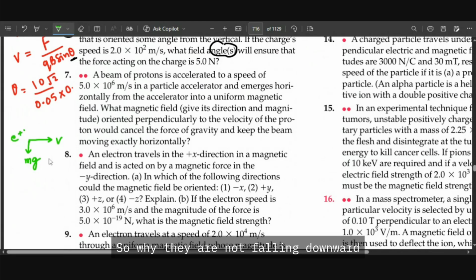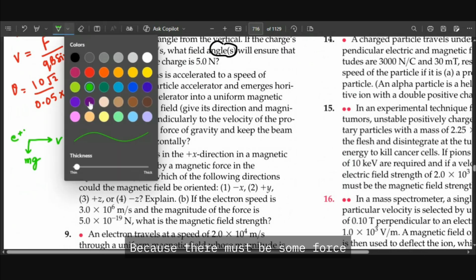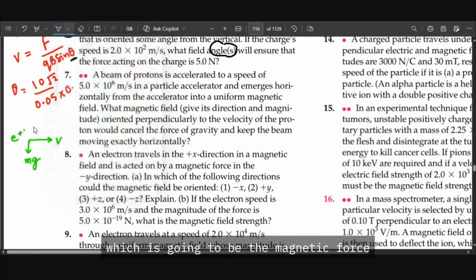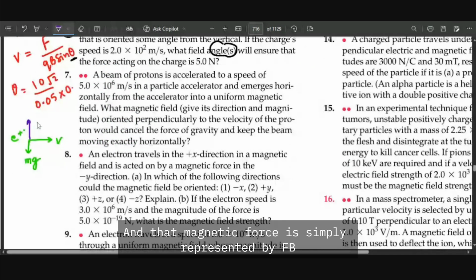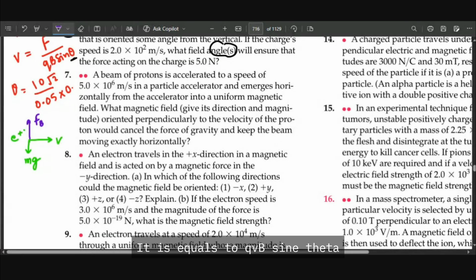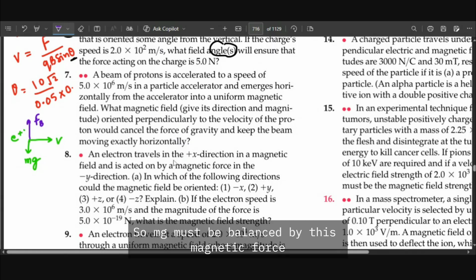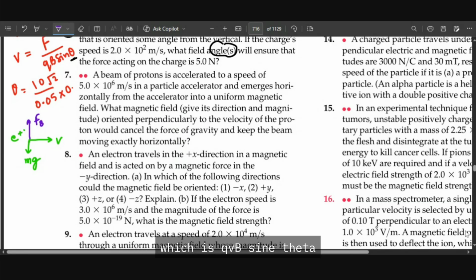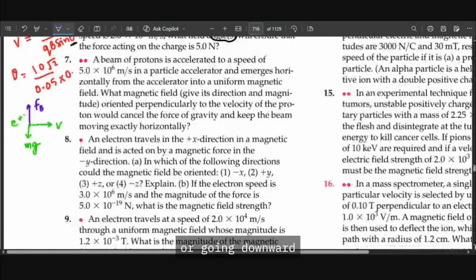So why are they not falling downward? That is the question. Because there must be some force acting in the upward direction, which is going to be the magnetic force, represented by Fb. And what does this magnetic force equal? It is equal to QVB sine theta. So this is what is being asked in the question. What is the force keeping it exactly horizontal? So mg must be balanced by this magnetic force, which is QVB sine theta. That's why it is not heading downward.